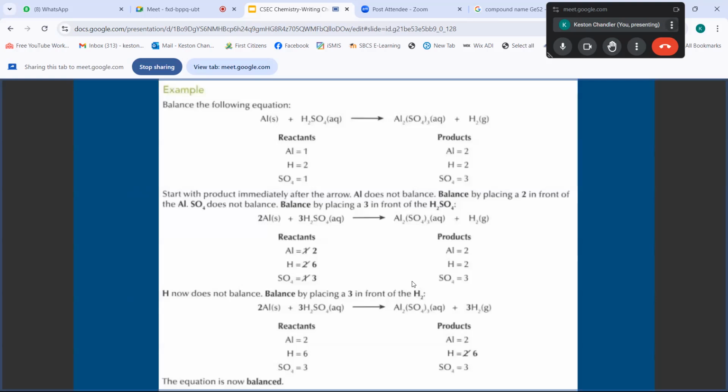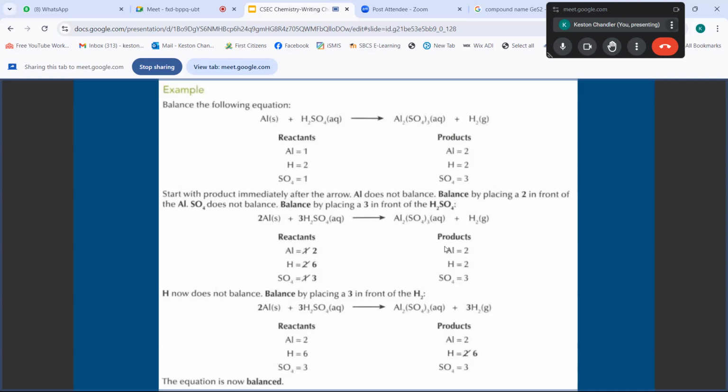Right? Here's another example. We have Al, aluminum, plus sulfuric acid to give aluminum sulfate and hydrogen gas. Right? We want to balance this equation. We start with the product immediately after the arrow. Right? So Al does not balance. We can see clearly here Al and Al2 is not balancing. So we want to start by looking at the one right after the arrow. Right? So you balance this by placing a 2 in front of the Al on the other side, so that now these two could balance.